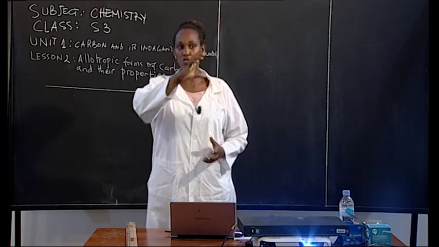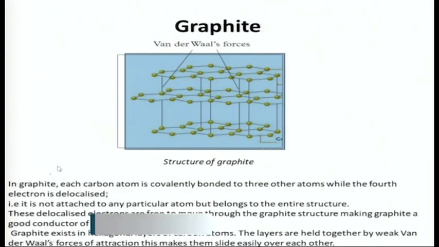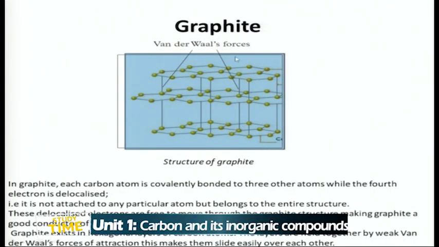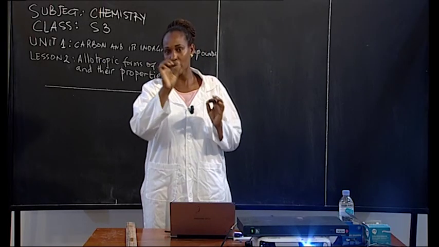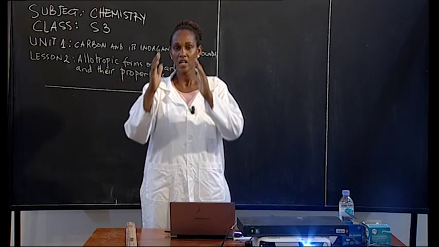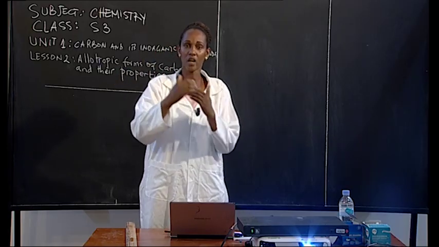So graphite exists as hexagonal. If you look at the structure of graphite on the slide, it is hexagonal. You remember for the case of diamond, it is tetrahedral. But this one is hexagonal because 1 carbon is bonded to 3 other carbons, as you see from the slide here. When you look at the slide, you see that the structure of graphite is very different from the structure of diamond. Why? For the case of diamond, 1 carbon is bonded to 4 other carbons, giving it a structure which we call tetrahedral structure.